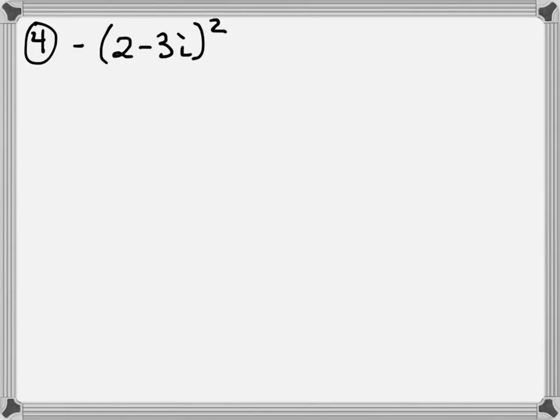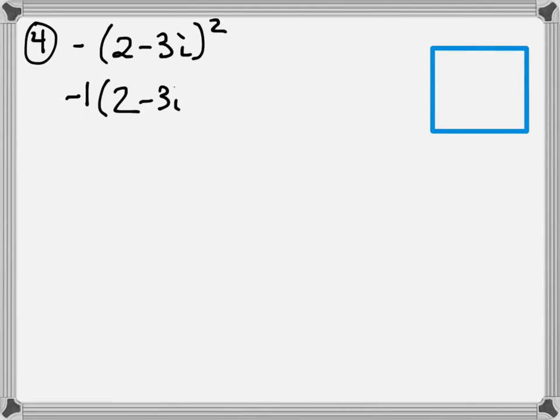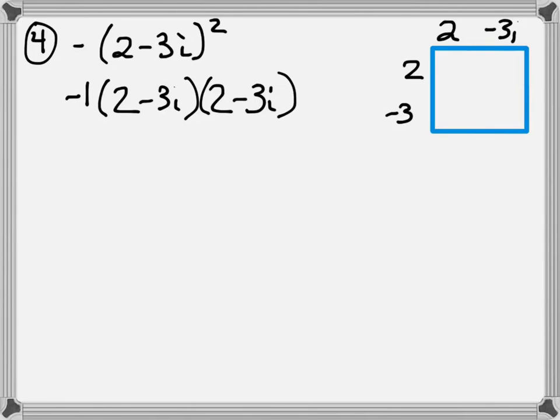Let's look at this next one. This next one's going to have a few more steps because we need to figure out what it is when we actually multiply that out, or what we're actually going to be multiplying out. So we're going to need to figure out what the two sides are going to be. This is the same thing as me writing it as negative 1 times 2 minus 3i times 2 minus 3i. So that means on the outside, I'm going to have 2 and negative 3i, 2 and a negative 3i.